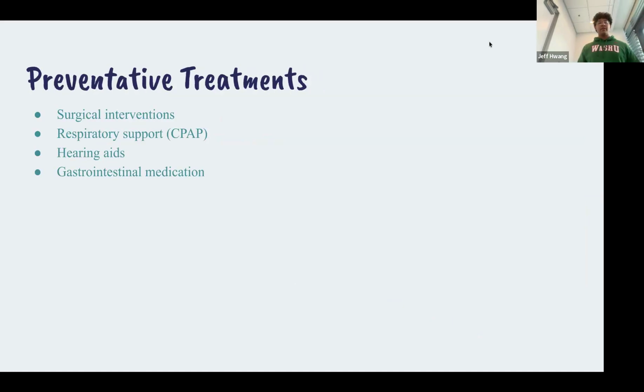As for preventative treatments, there are preventative treatments for dealing with the complications of Hurler syndrome, some of which can include surgical procedures such as carpal tunnel release or cardiac valve replacement. However, a lot of these treatments can't be done properly because the afflicted individuals have sensitivity towards anesthetic surgery. In addition, there are other preventative treatments such as respiratory support, such as a CPAP, as well as hearing aids and gastrointestinal medication.